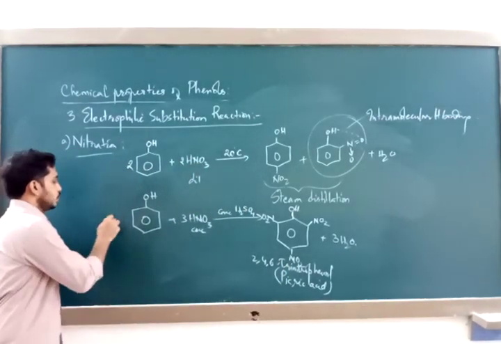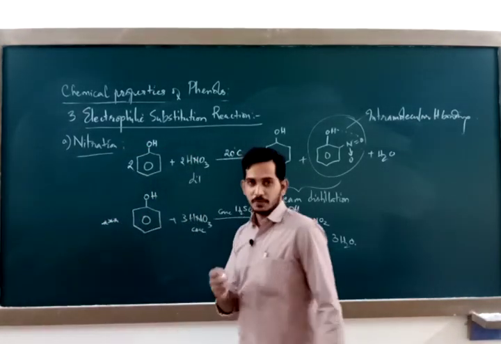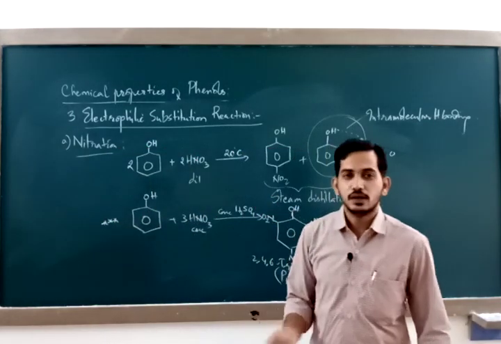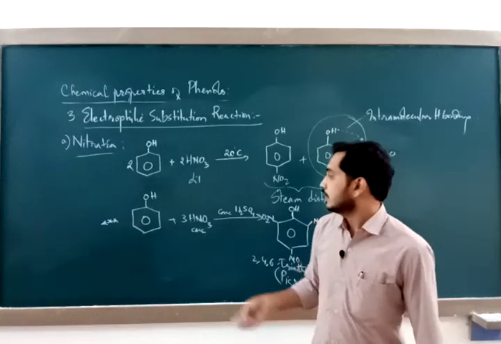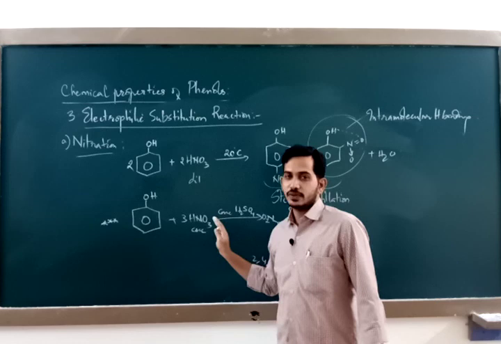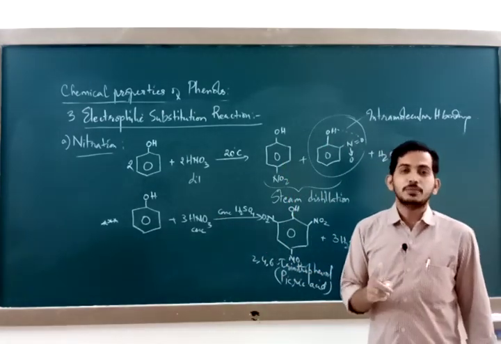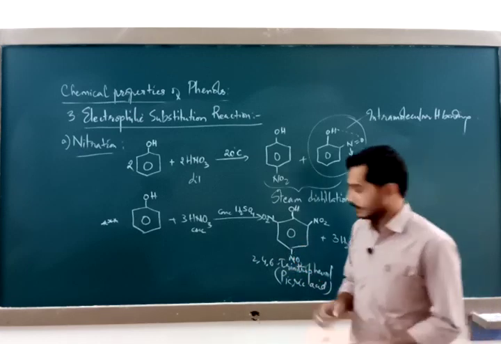This question is also important in exams. How do you convert phenol into picric acid? Give equation. So it's a 2 mark question. How do you write it? Whenever phenol is reacted with concentrated nitric acid in the presence of concentrated sulfuric acid, you get picric acid. 1 mark for the statement and 1 mark for the equation.